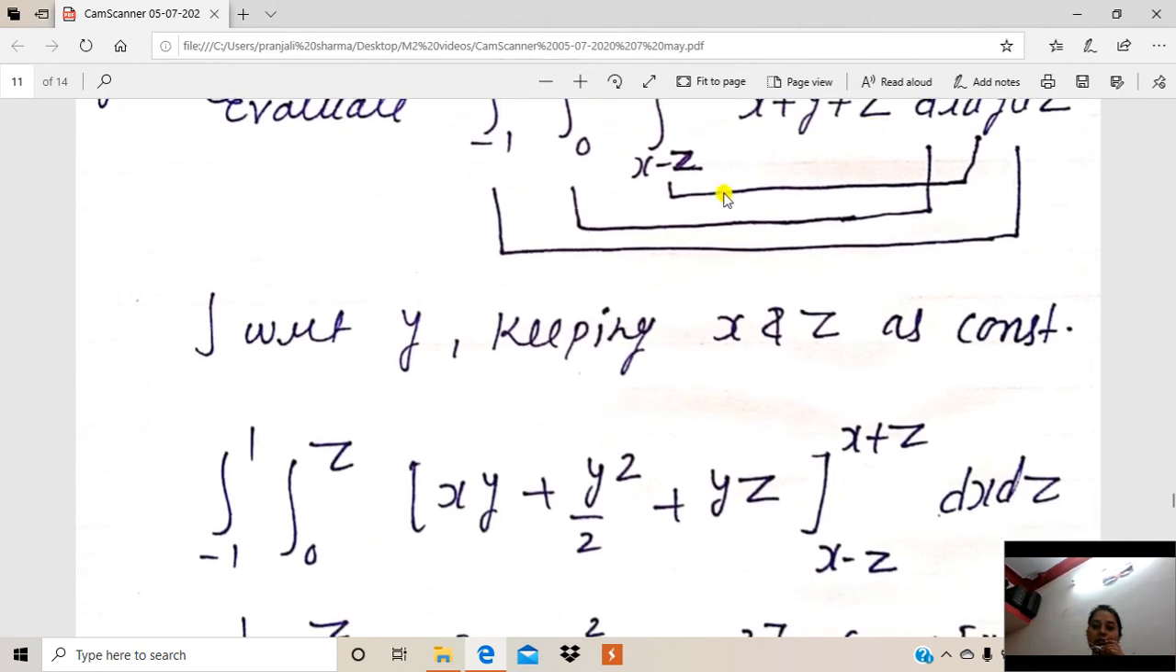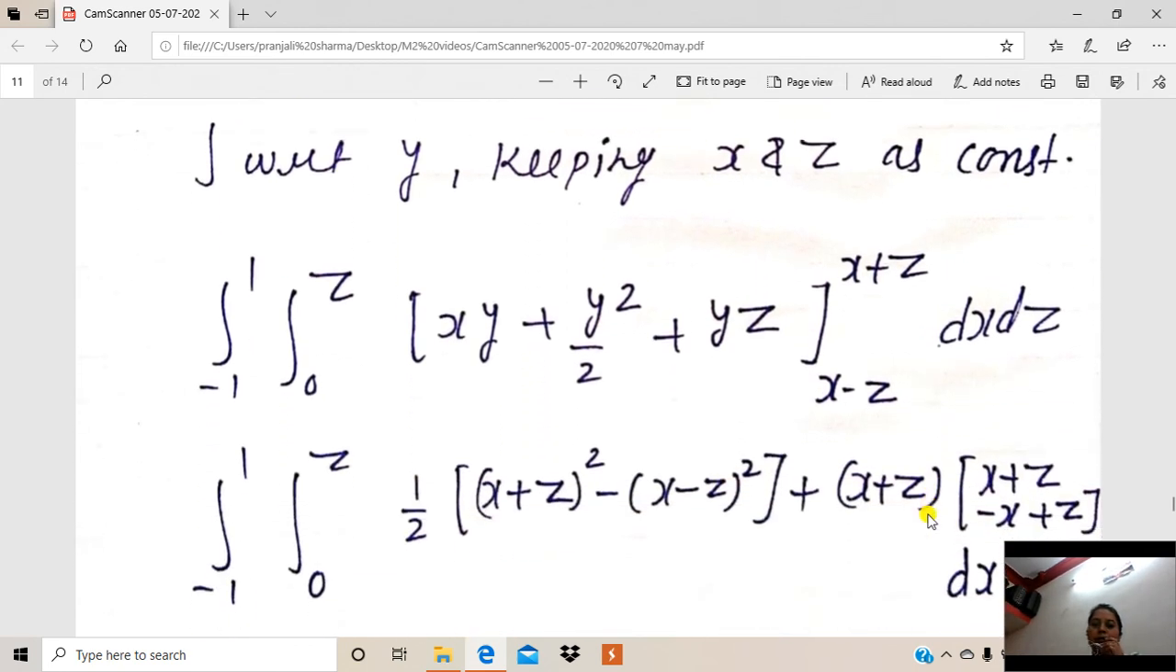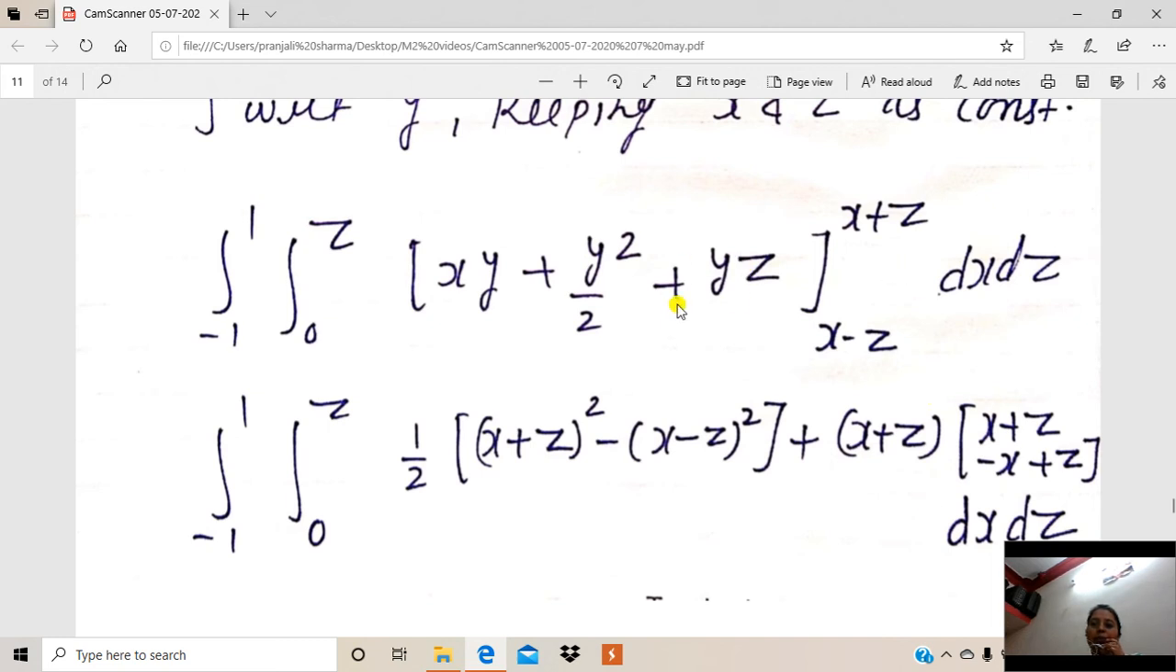Since x and z are treated as constants, the integration of x will be xy, integration of z will be yz, and integration of y will be y square by 2 between the limits x minus z to x plus z. Now we apply upper limit minus lower limit. So we have applied upper limit minus lower limit. Here we can take y as common, and it will be (x plus z) into y, and in place of y we have put upper limit minus lower limit.